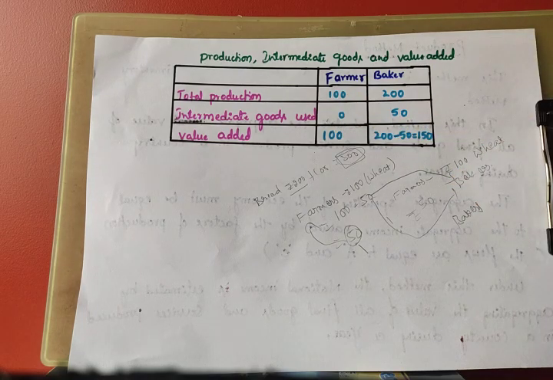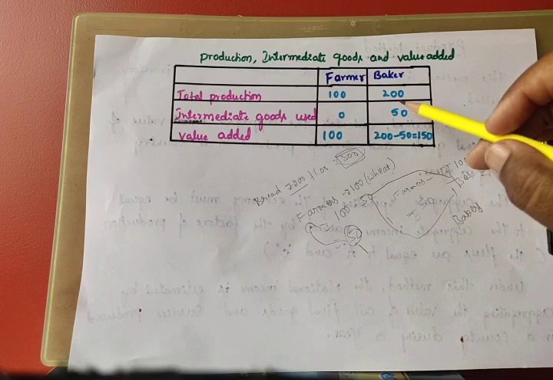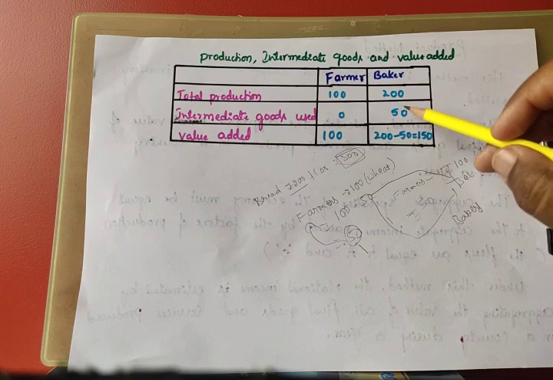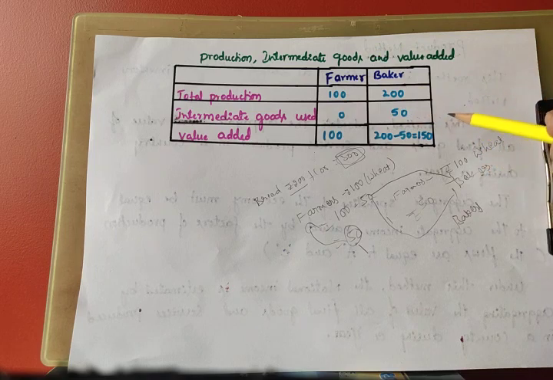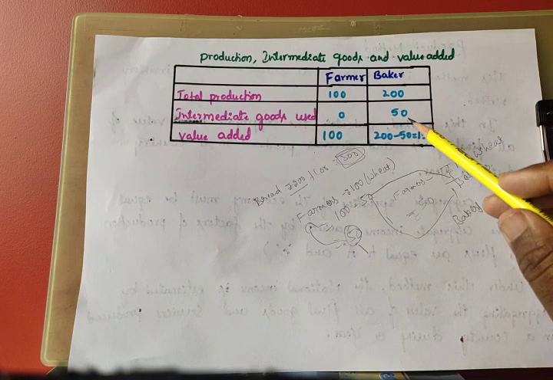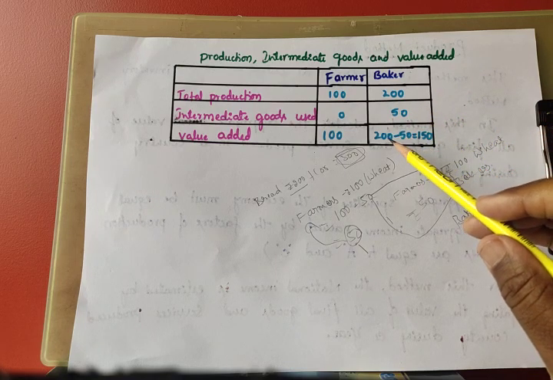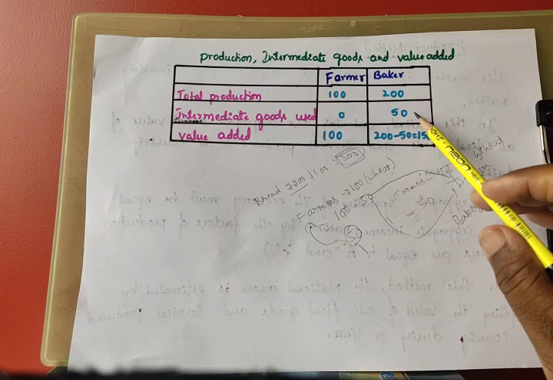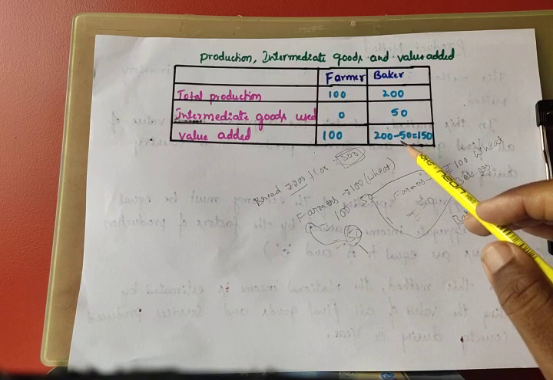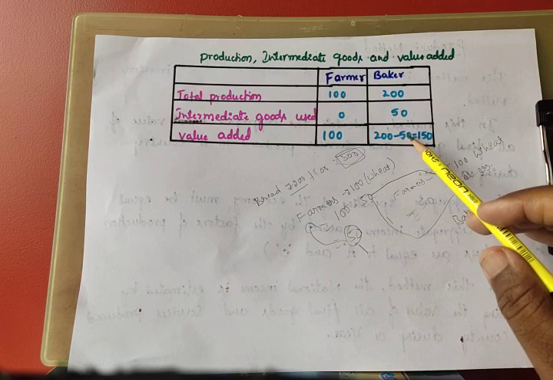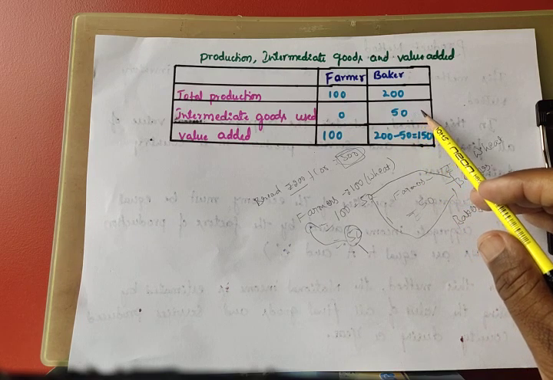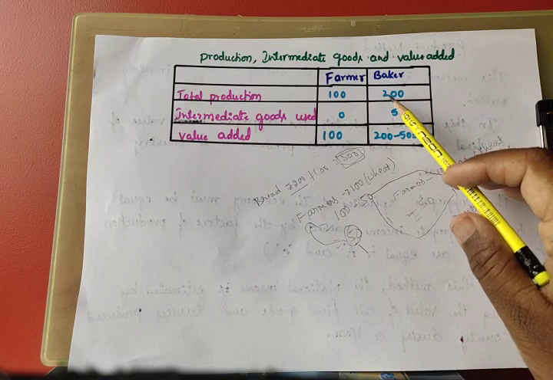But bakers, using wheat worth rupees 50 purchased from the farmer, this is called intermediate good. Using this 50, they produced bread worth rupees 200. That means 50 is the intermediate good. So out of 200 we should deduct the intermediate good, 200 minus 50. Why? Because using this only they produced bread worth rupees 200.